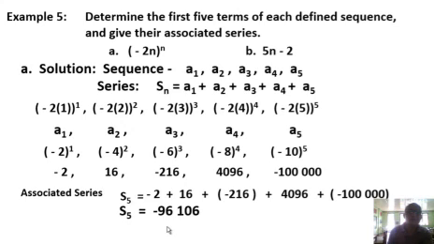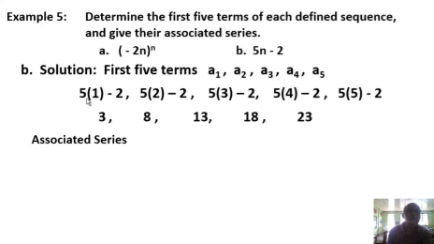For letter B, the first 5 terms, so substitute n with 1, 5n minus 2, simplify. Okay, this is 5 times 1 is 5 minus 2, 3. This is 10 minus 2, 8. 15 minus 2 is 13. This is 25 minus 2, 23. And its series, the sum of the terms, you add these 5 terms, the sum is 65.